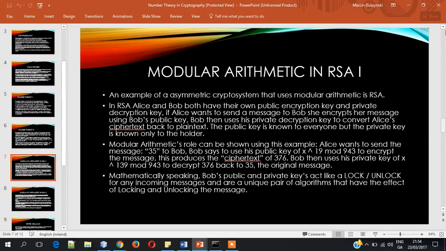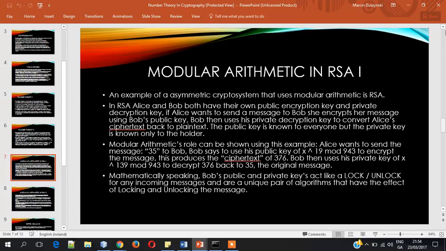In RSA, Alice and Bob both have their own public encryption key and a private decryption key. If Alice wants to send a message to Bob, she encrypts her message using Bob's public key. Then Bob uses his private decryption key to convert Alice's ciphertext back to plain text. The public key is known to everyone, but the private key is known only to the holder. Modular arithmetic's role can be shown using this example. Alice wants to send the message 35 to Bob. Bob says, use this public key: x to the power of 19 mod 943, where x is the message, so 35, to encrypt this message.